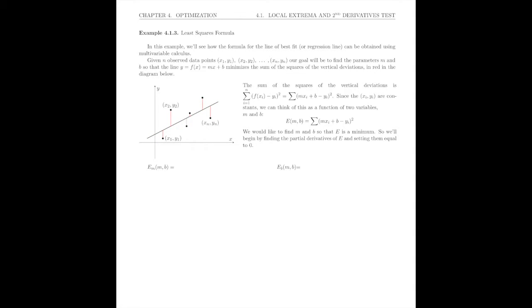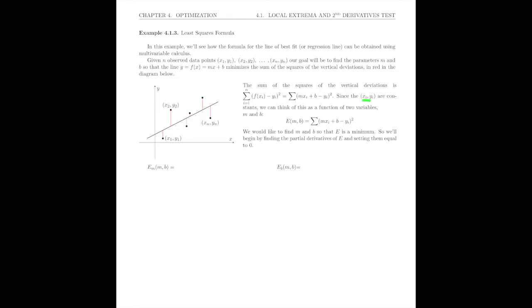So the sum of the squares of the vertical deviations is, if we've got n points, we're summing from 1 to n. In the rest of the example, I'll leave these indices off for simplicity. But you're taking the function value minus the y value of the observation. So function value minus y value, function value minus y value. Now the function value is m of the x plugged in, so m xi plus b minus yi. Now we're summing these up and we're squaring those deviations.